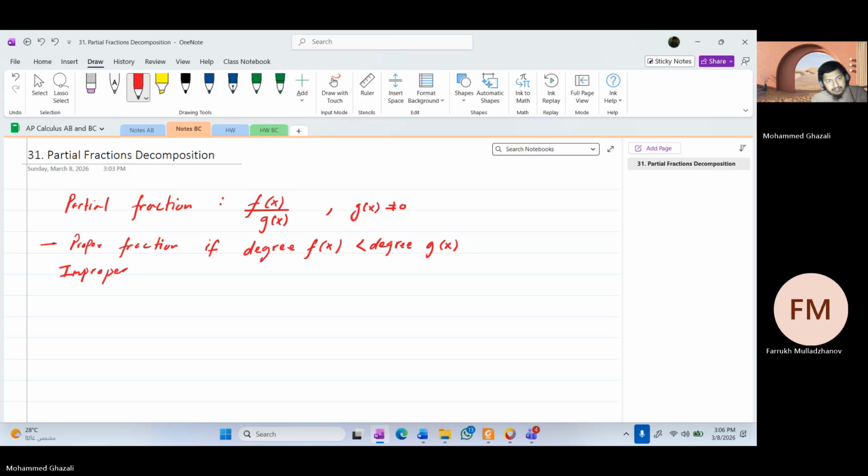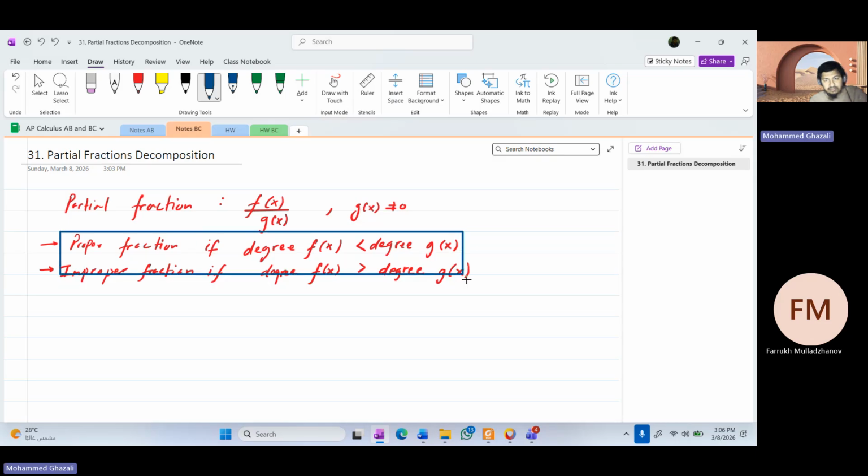an improper partial fraction is when the degree of f of x is basically greater than the degree of g of x. Okay. Let's block it off.